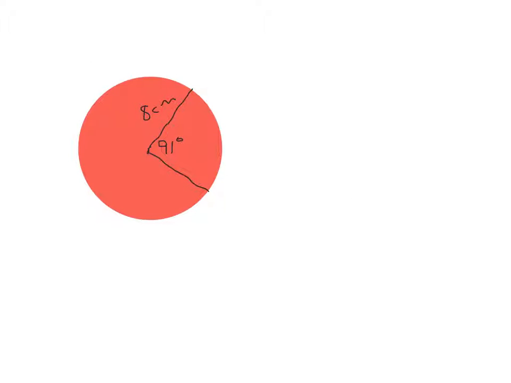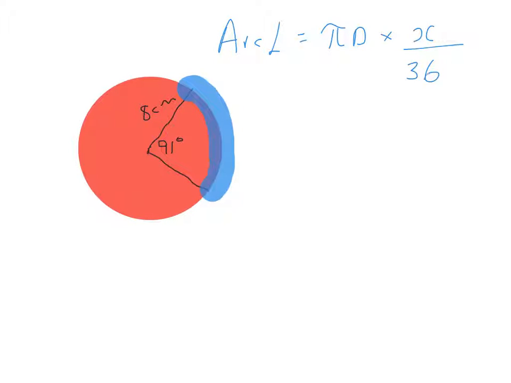Okay, here let's imagine the question is asking me to calculate the length of this arc here. So I want to figure out how big this part is here. I am given some information in the question. I'm given that this value is 8 centimetres, and I'm given that the angle is 91 degrees. First step is to write down your formula. So your arc length, I'm just going to put arc L just for space, is pi times the diameter times your given angle over 360.